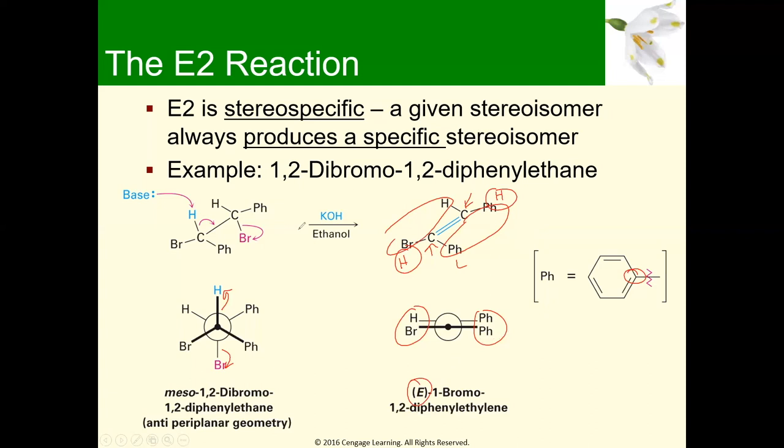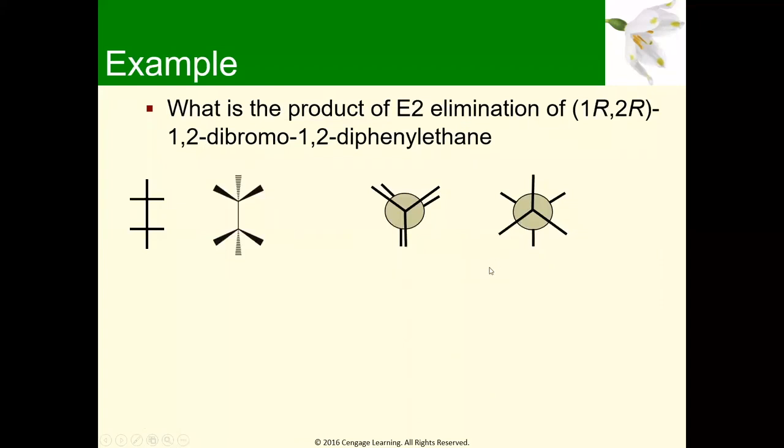So that's what we mean by this elimination reaction being stereospecific. I started with a specific stereochemistry, meso, and I ended up with a specific stereochemistry, E, and that will happen every time. So let me do another example for you. I've got some skeletal diagrams here for us to work with on this one.